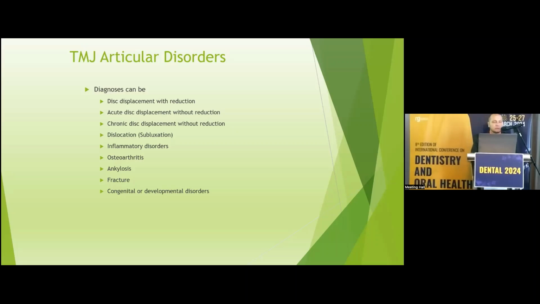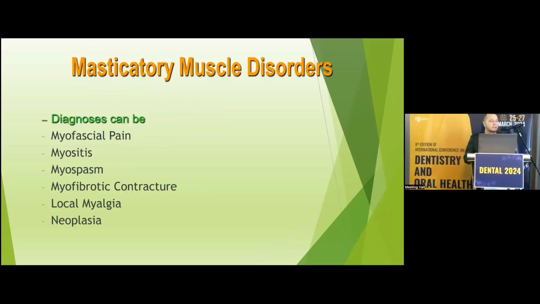The masticatory muscle disorders are myofascial pain, myositis, myospasm, myofibrotic contracture, local myalgia, neoplasia. The most important thing that I want you to know here is the difference between the myositis and the myospasm. Because of course myositis, the itis, means infection, so you need to prescribe an antibiotic. But if it's a myospasm, then you need to prescribe a muscle relaxer. So you need to identify whether it's an infection or muscle tightness.